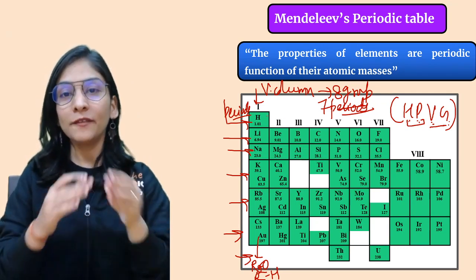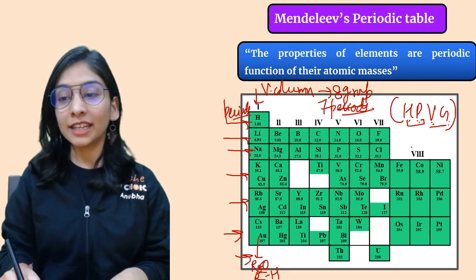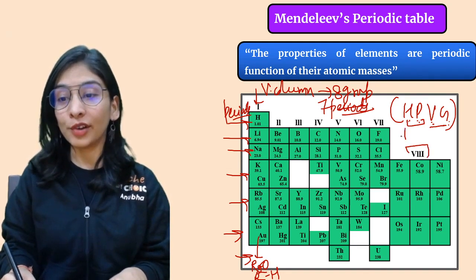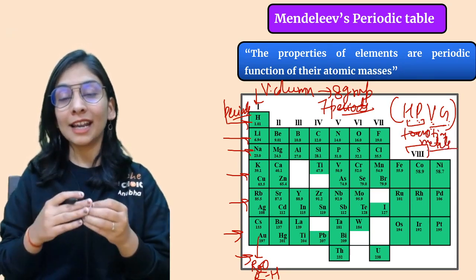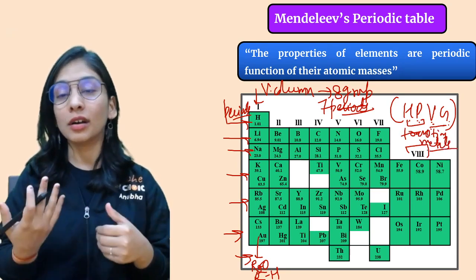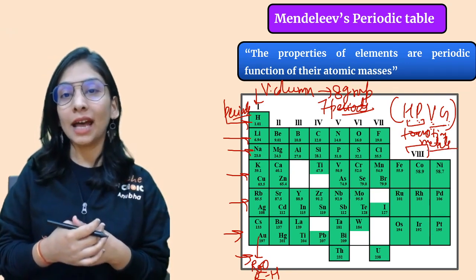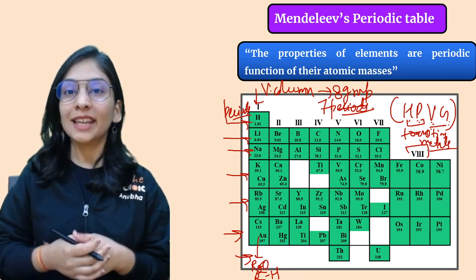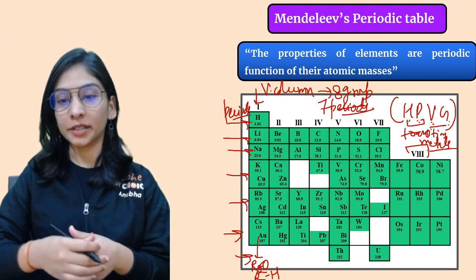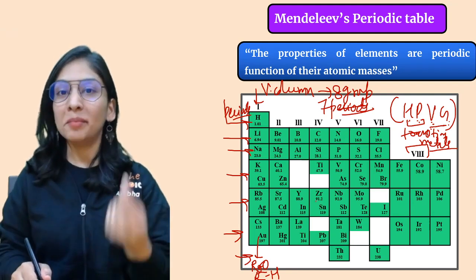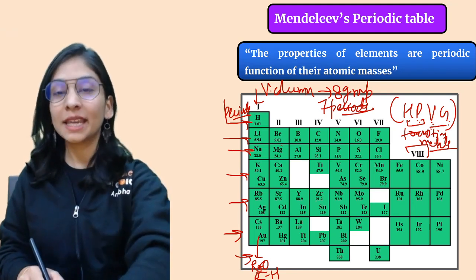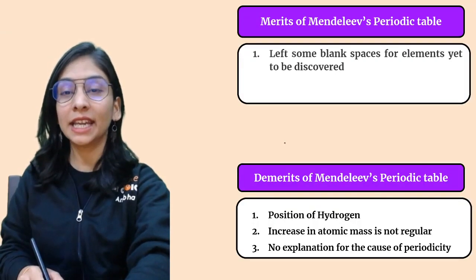So in that way, we had 8 groups, and the 8th group is a group of transition metals, by the way. Transition metals are the ones after which, following a sudden transition, non-metals start coming. They are D block elements, where the last electron is going into the D orbital. All right, and there were many merits as well as demerits in his table. Let's know that in detail.